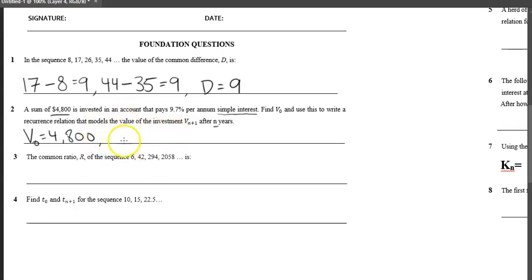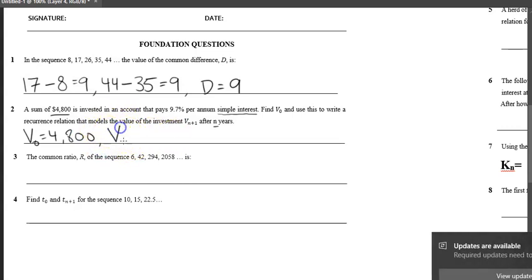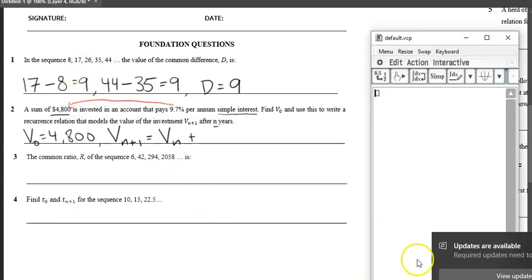Any recurrence relation always starts off with V of n plus 1 is equal to V of n. Now either we're going to add or subtract some certain amount. In this case we're going to add because it's an investment, so we're getting more money added into this account. But what we don't know is how much the specific number is. So we have to do a little bit of calculating, and we need to find out what 9.7% of 4,800 is. This is very simple to do.